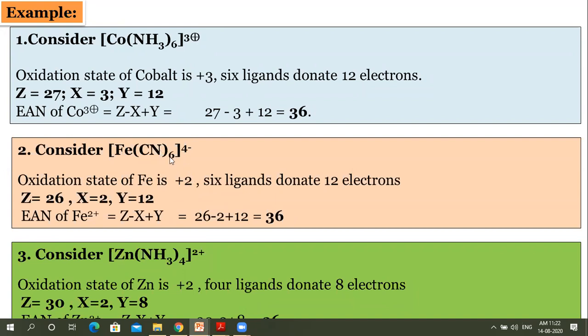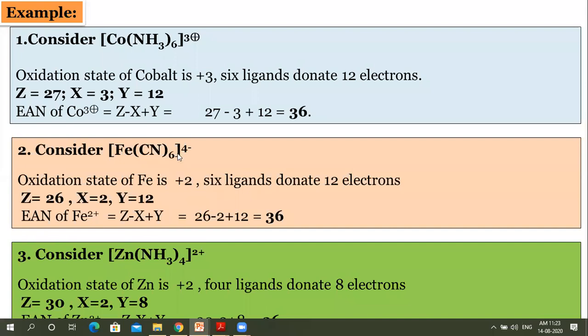Because 6 minus 6 cyanides, 6 cyanides having -1, so these will be -6, and when this 4 comes into this side, it will be +2. I already explained how to calculate the oxidation state of a metal, and this is very important. So as it is Fe +2, the value of X is 2, atomic number of iron is 26, and this Y is equal to 12.